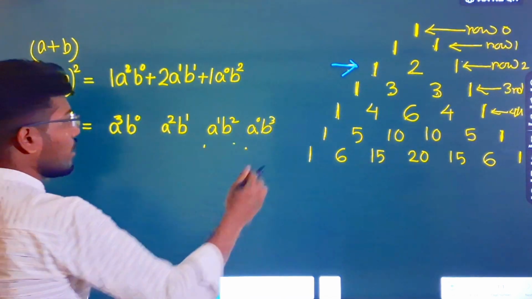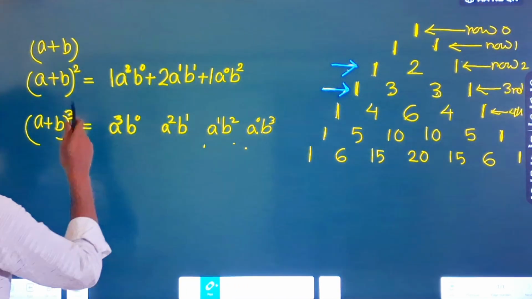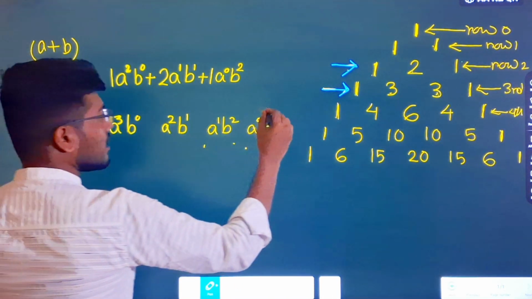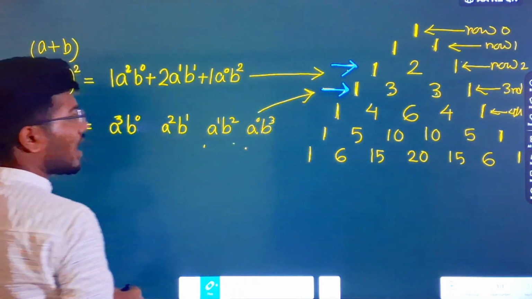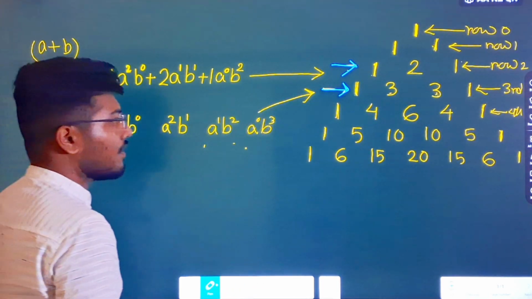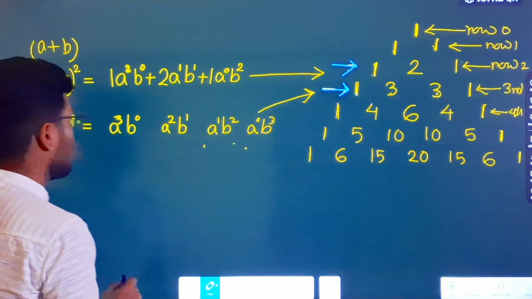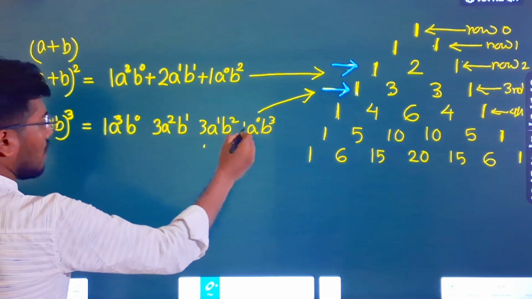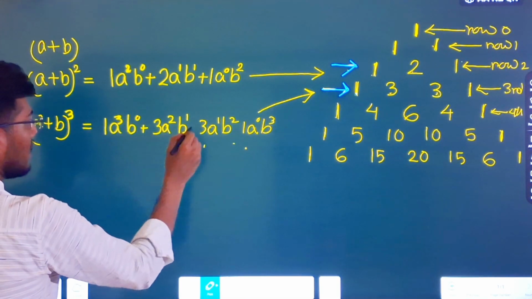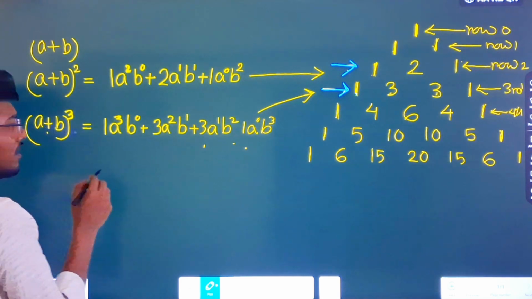Next, which row do you follow? The third row. Why do you follow the third row? Because the power is 3. So what are the coefficients of the third row? The coefficients are 1, 3, 3 and 1. So put here 1, then 3, then 3, then 1, and you put the plus sign between them. Why put the plus sign? Because in this formula, (a + b) whole cube is there.